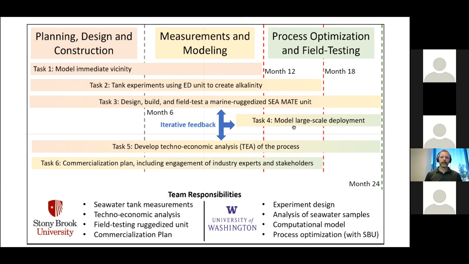And then task four is we start to think about deployment. So modeling large scale deployment means modeling, imagine one of these systems of some substantial size. There's, let's say, a coastal location, understanding how the seawater chemistry around that area is affected, making sure it's as effective as we want it to be, and also allowing us to optimize the siting for these units.